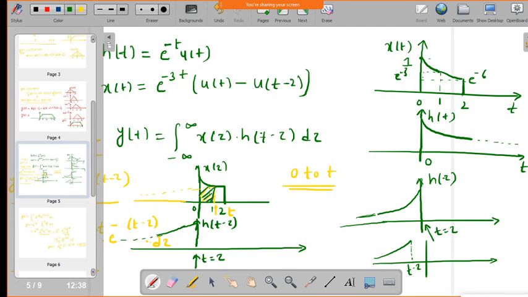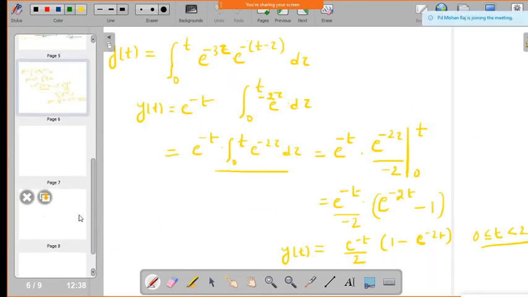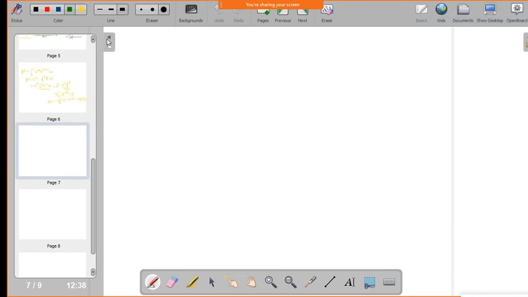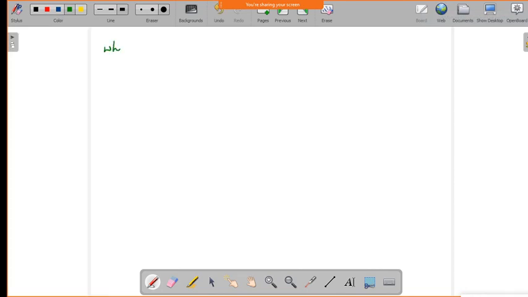So, now when t is greater than 2, what will happen? The value x of tau exists only between 0 to 2. Even if t goes beyond 2, the integral exists only between 0 to 2. So in the next limit, when t is greater than 2, the convolution exists only between 0 to 2.